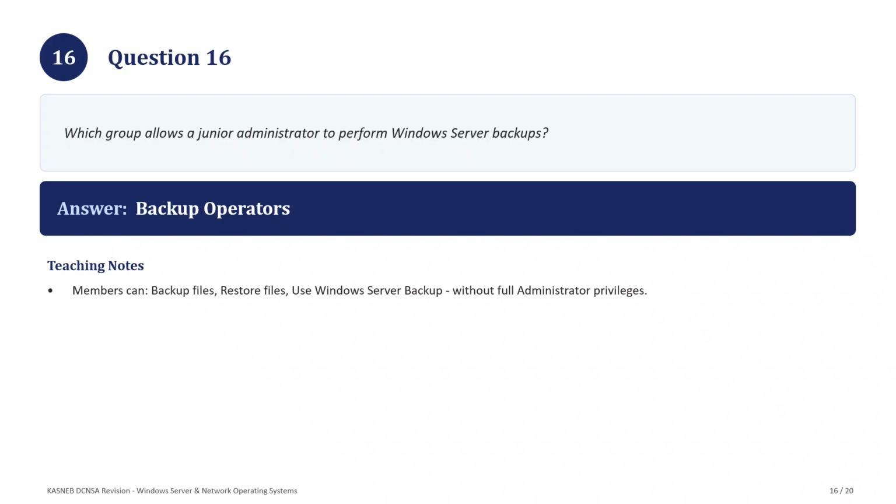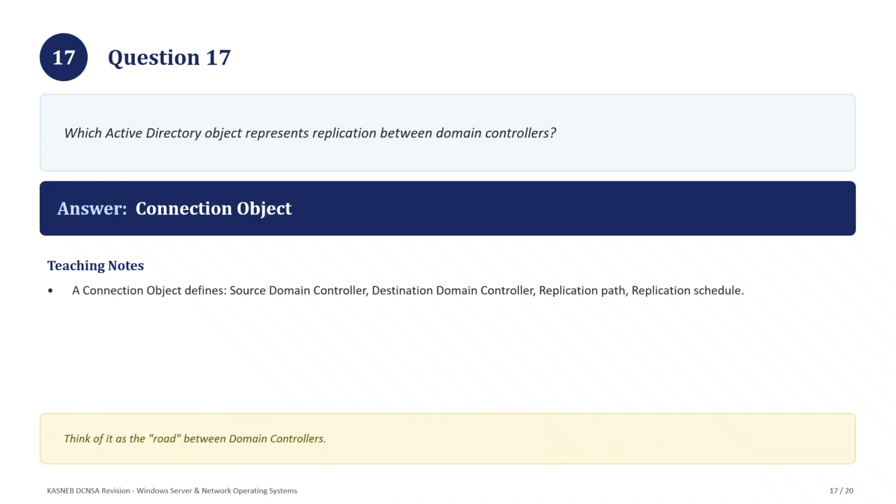Question 17. Which Active Directory object represents replication between domain controllers? The answer is connection object. A connection object defines the source domain controller, the destination domain controller, the replication path, and the replication schedule. Think of it as the road between domain controllers.